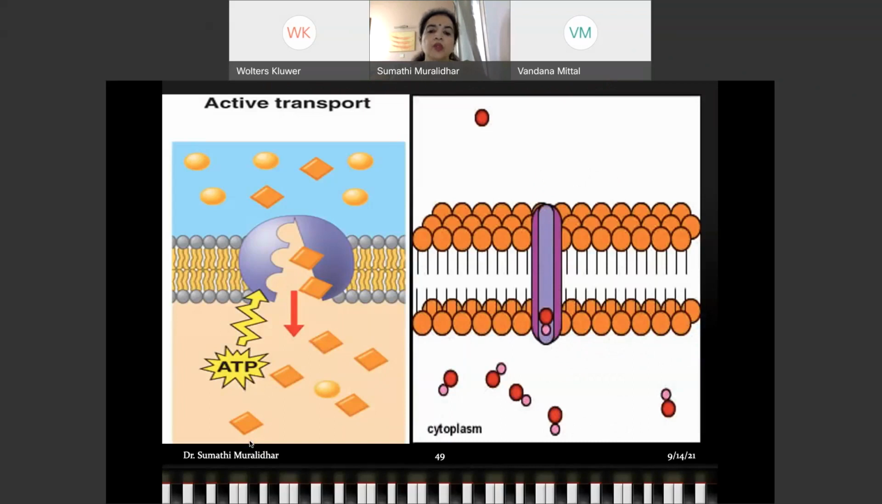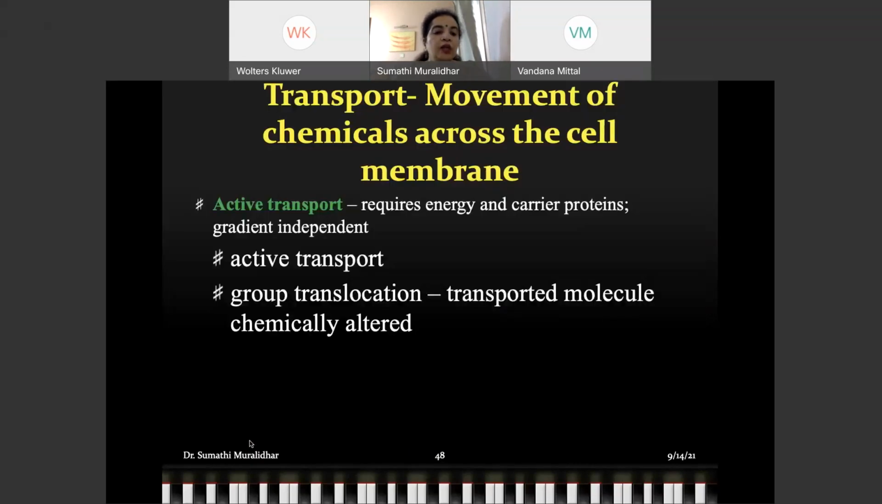Whatever the concentration on the outside, when you want these nutrients, if you use energy, they can be taken into the cell. On the right side, you can see that there is an enzyme which facilitates the intake of glucose. This happens in bacteria. It facilitates the intake of glucose across the cell membrane into the interior of the cell, that is the cytoplasm. And this happens with use of energy. Here you can also see that the glucose is changing its characteristic because it becomes glucose 6-phosphate. So here, in group translocation, the transported molecule also gets chemically altered.